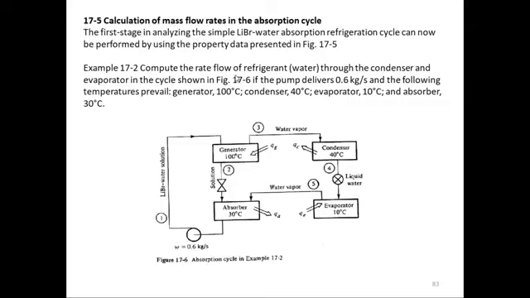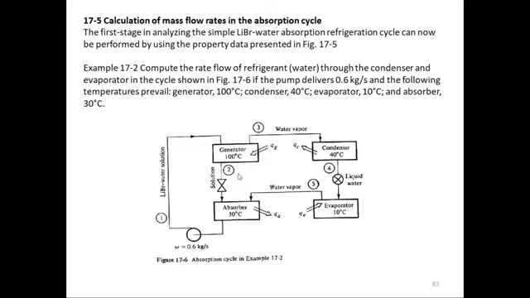Compute the rate of flow of refrigerant, which is water, through the condenser and the evaporator in the cycle shown. So determine the mass flow rate if the pump delivers 0.6 kg per second and the following temperatures prevail: the generator is at 100 degrees centigrade, the condenser at 40 degrees centigrade, the evaporator at 10 degrees centigrade, and the absorber at 30 degrees centigrade. We know that the condenser and the evaporator have pure water in them, water vapor or liquid water. So these two have pure water and these two have solution.